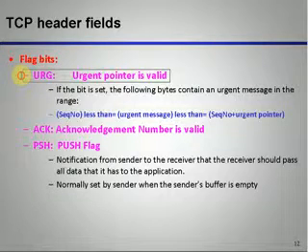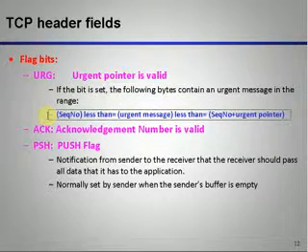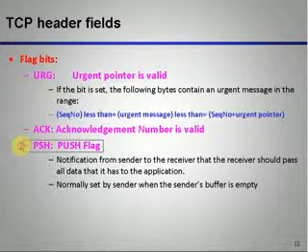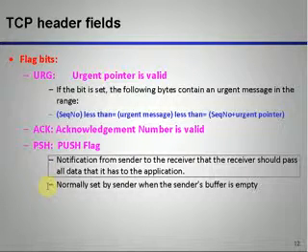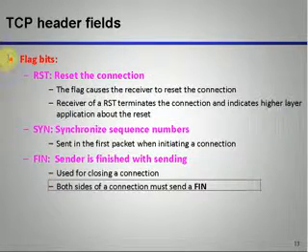Flag bits. URG, urgent pointer is valid. If the bit is set, the following bytes contain an urgent message in the range SEQNO less than or equal to urgent message less than or equal to SEQNO plus urgent pointer. ACK, acknowledgement number is valid. PSH, push flag, notification from the sender to the receiver that the receiver should pass all data that it has to the application. Normally set by the sender when the sender's buffer is empty.